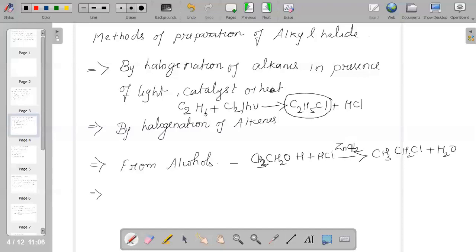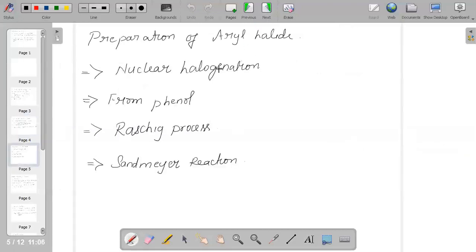So there are different methods used to prepare alkyl halides. In the same way, we have different methods of preparation of aryl halides. One is nuclear halogenation. This method can be used to prepare aryl chlorides and bromides, and it is done by treatment of arenes with chlorine or bromine in the absence of sunlight, but in the presence of certain halogen carriers like aluminium chloride.